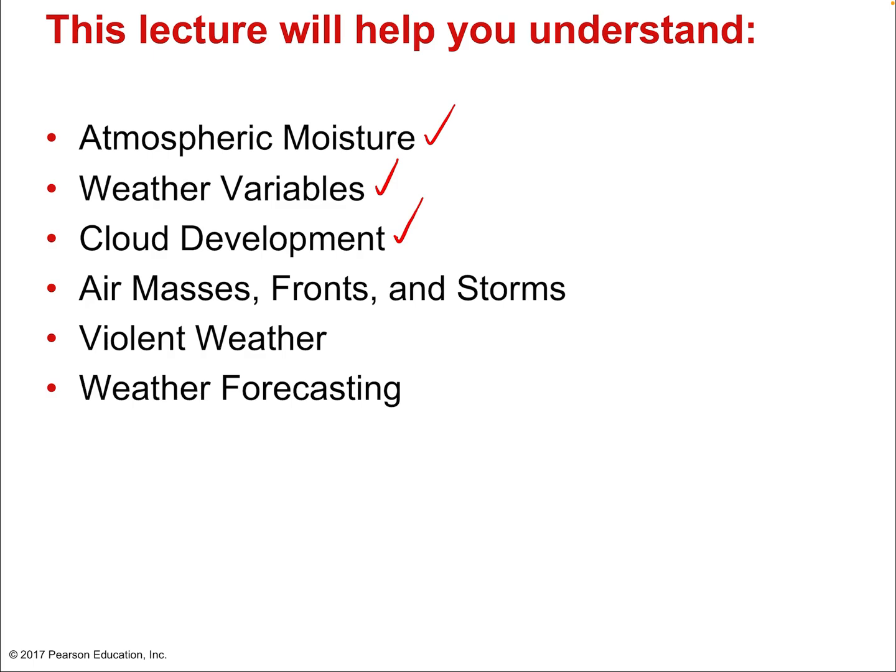Then we're going to get into air masses, the idea of fronts, which is a term you've probably heard, like there's a front coming in, like a storm, and storms themselves. Then we'll talk about types of violent weather. This will include tornadoes and so on. And then we'll talk about the practice of weather forecasting, which is very much informed by science.